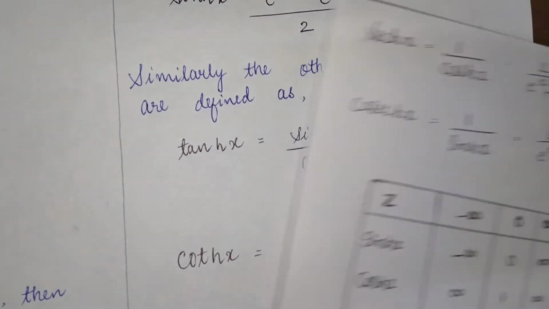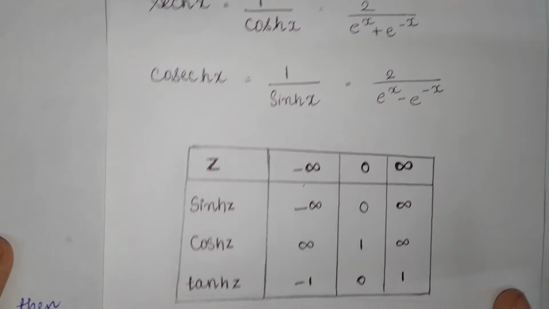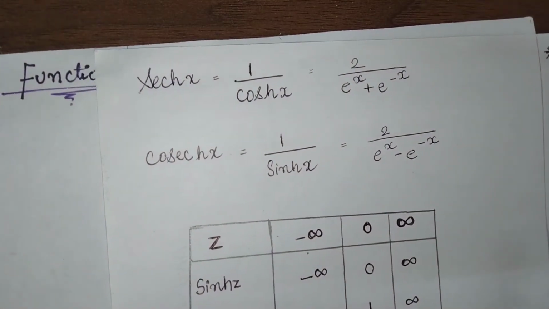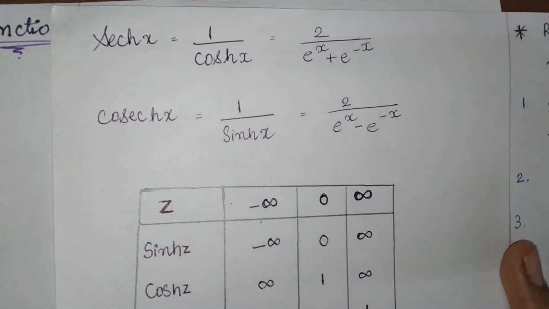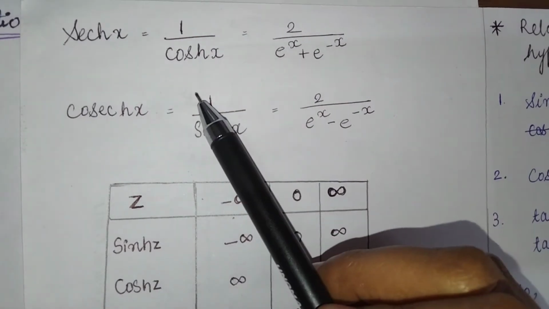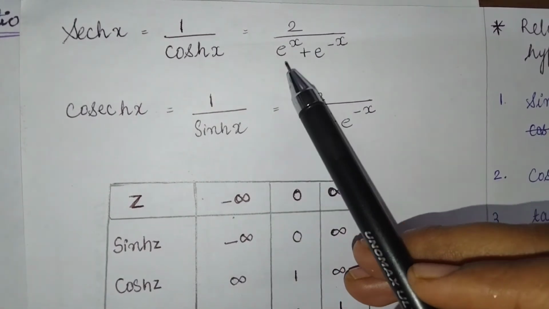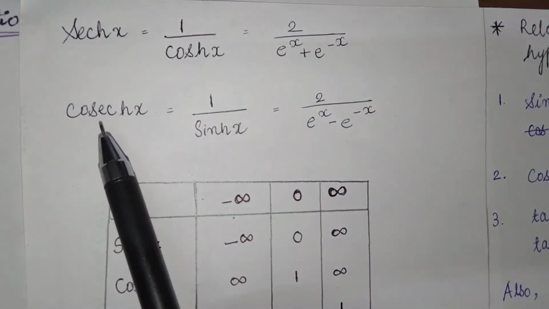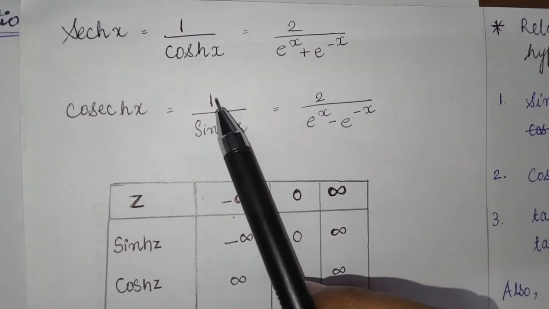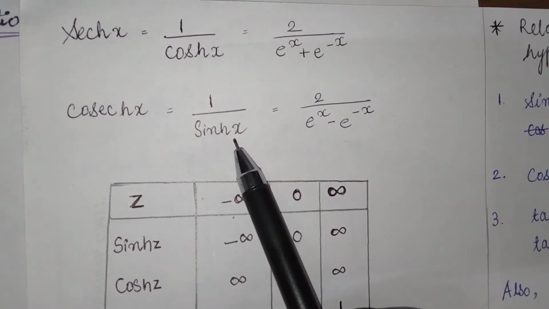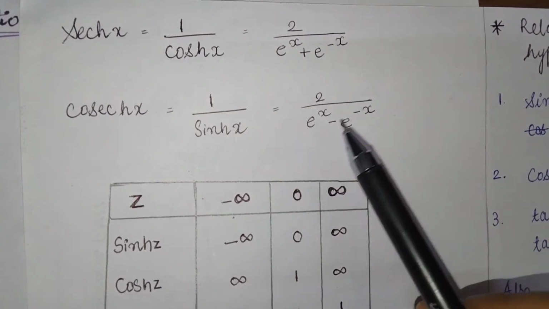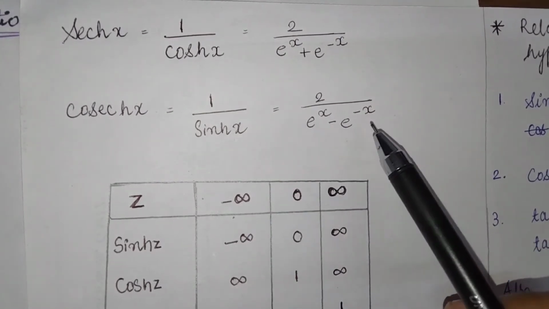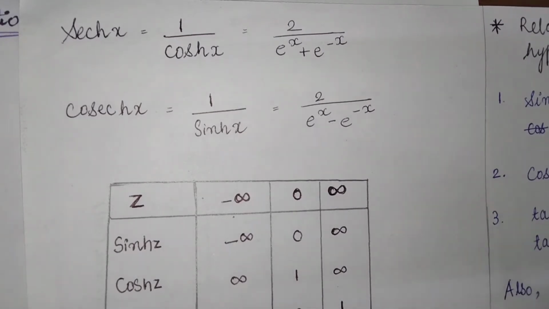Okay? Similarly, we get sech x. Sech x is equal to 1 by cosh x, that is, we get 2 upon e raised to x plus e raised to minus x. Then cosech x is equal to 1 by sinh x, so we get 2 upon e raised to x minus e raised to minus x.